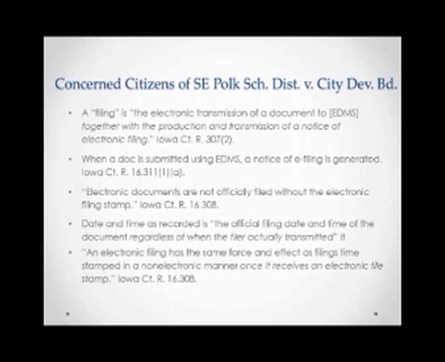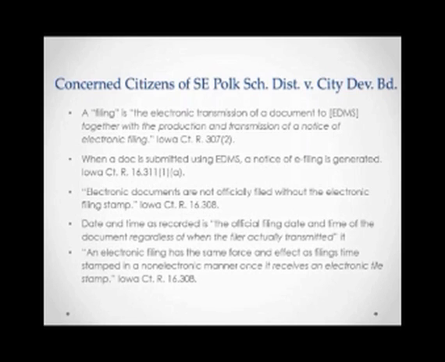Once it's submitted, the notice is generated. Electronic documents are not officially filed without the electronic filing stamp. And the date and time that's recorded is the official filing date and time of the document, regardless of when the filer actually transmitted it. That is language from the rules.